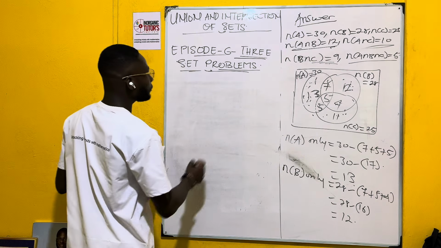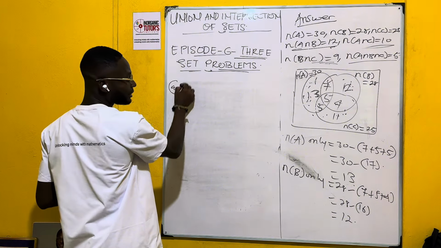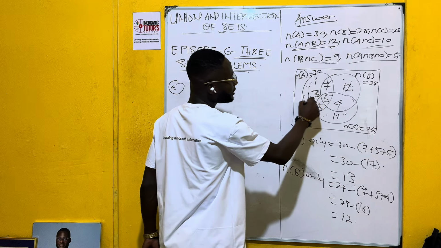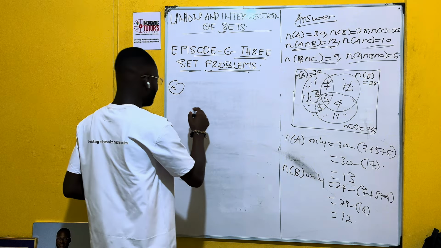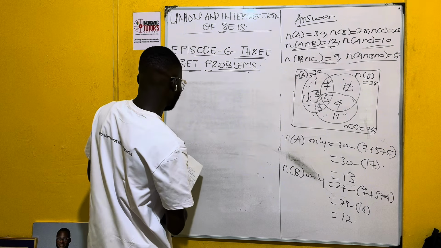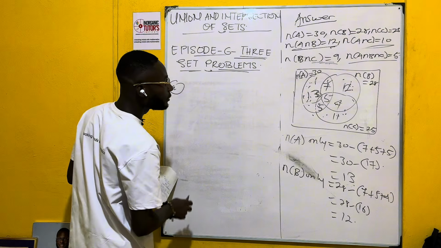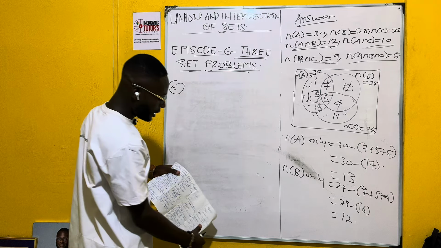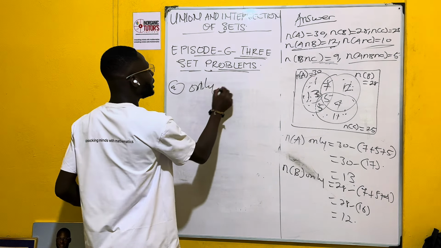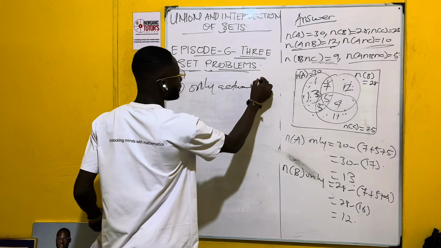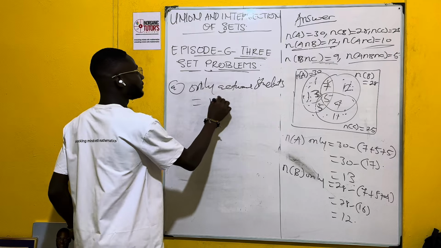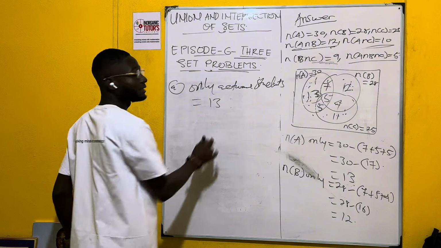So the question says only actuarial science students, right? Only actuarial science students, you are going to have 13. So only actuarial science students, we have 13.